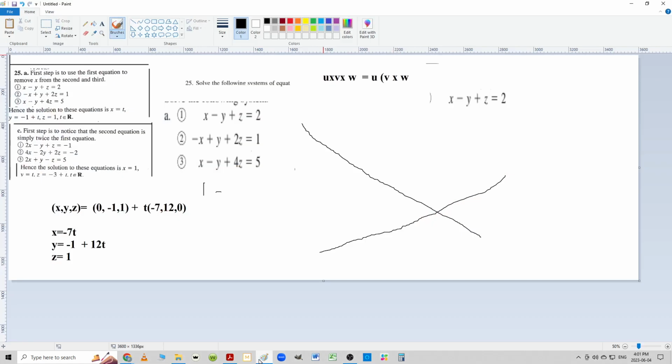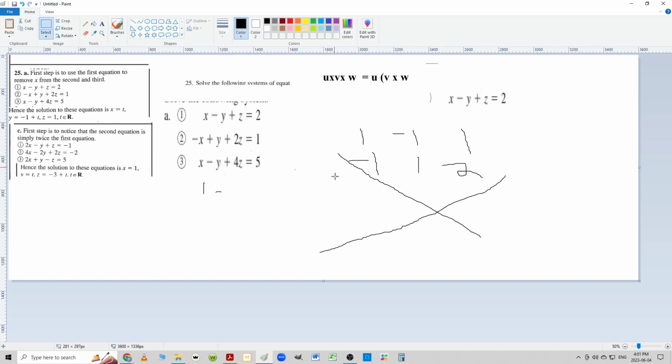I don't quite understand the purpose of his question here. If we look carefully at the coefficients of these first two, we get 1, minus 1, and 1, and we get minus 1, 1, and 2. So they are not the same normal, so they will not be parallel.